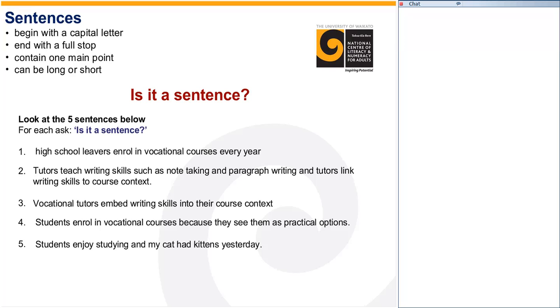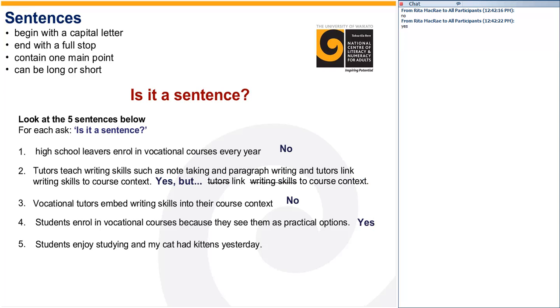Number 3, is it a sentence? Yes or no. For interaction here, you could say, you can type in yes or no. But look at that, it doesn't have a full stop at the end, so no, it's not a sentence. And 4, is it a sentence? Okay, let's have a look at this one. Yep, perfect, it covers all of the checklist. And number 5, no, because of course it has 2 different ideas.